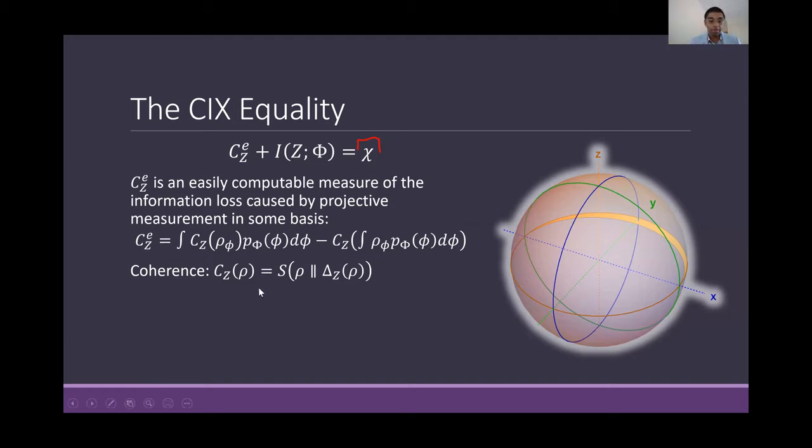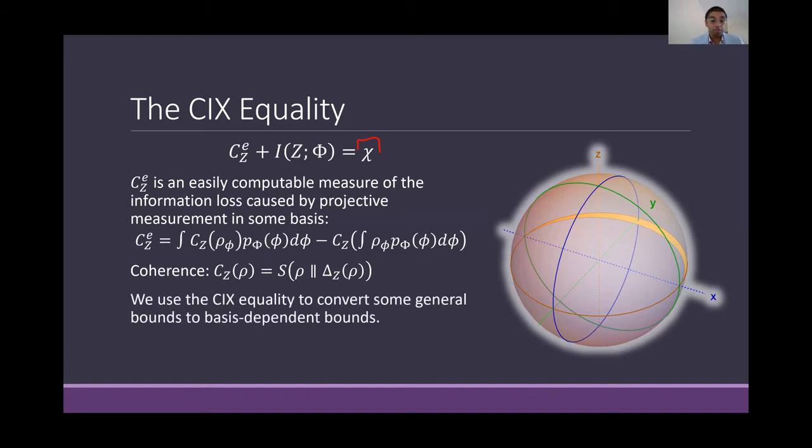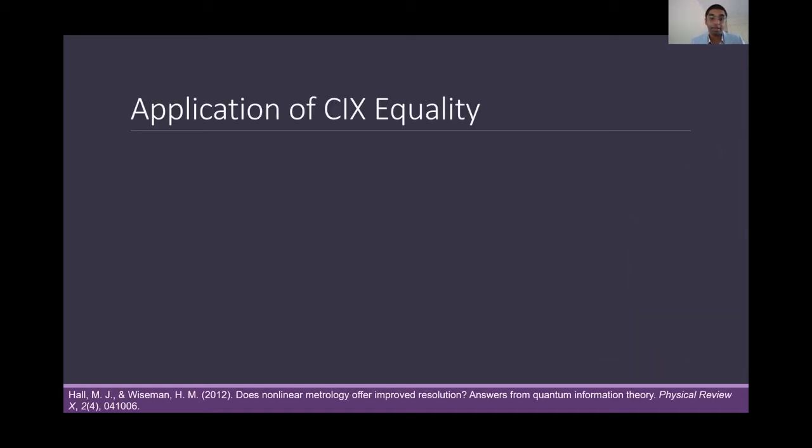So this sort of quantity has shown up in various guises. In information theory, it's known as coherence, but it also showed up in a paper by Hall and Wiseman in 2012, where it was called the G asymmetry. So what we've got here is an easily computable measure of the information loss caused by projective measurements in some basis. And we can use this equality to convert some general bounds to basis-dependent bounds and use these to come up with adaptive measurement schemes, which we'll talk about later.